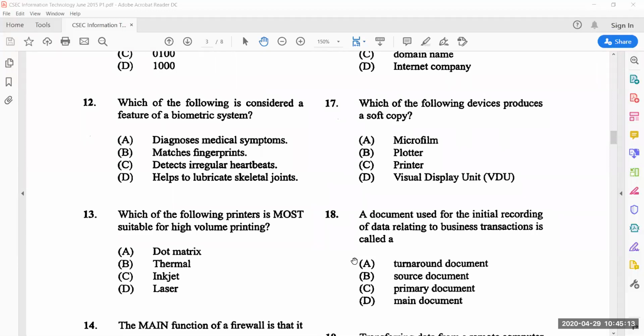Which of the following is considered a feature of a biometric system? Diagnose medical symptoms, matches fingerprints, detects irregular habits, and helps to lubricate skeletal joints. And the answer, yes, is B, matches fingerprints. Remember, biometric generally means it's using some sort of feature of the body to identify an individual. So like a retina scan, a palm reader, a fingerprint scanner, this sort of thing, right?